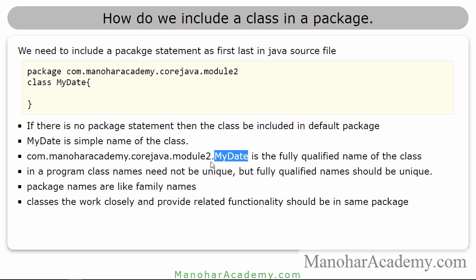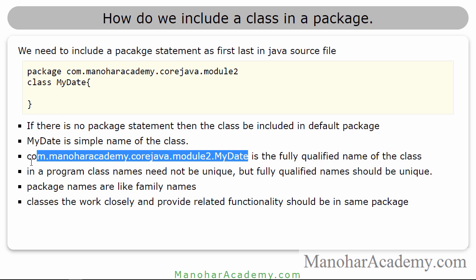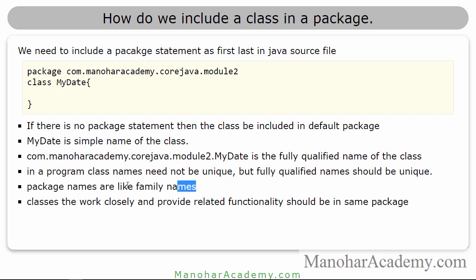Then I'm going to give the class name. So it is a fully qualified name and it should be unique. Simple name need not be unique, but the fully qualified name should be unique. Even now, if I incorporate third-party software or third-party classes, they won't clash because their package name won't be starting with my domain name. So package names are something like family names.